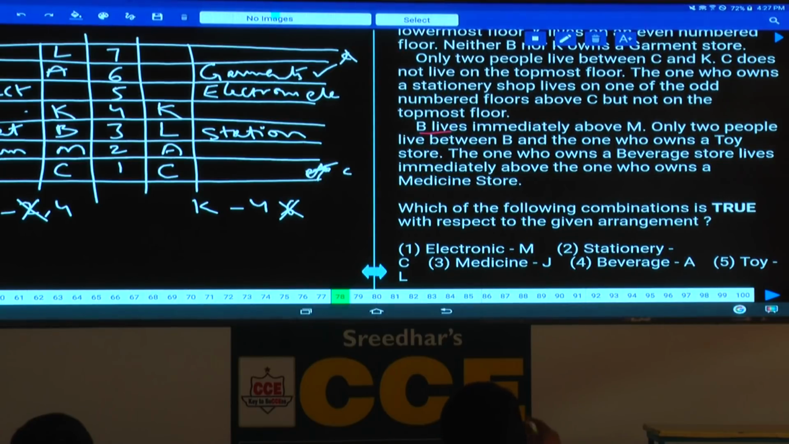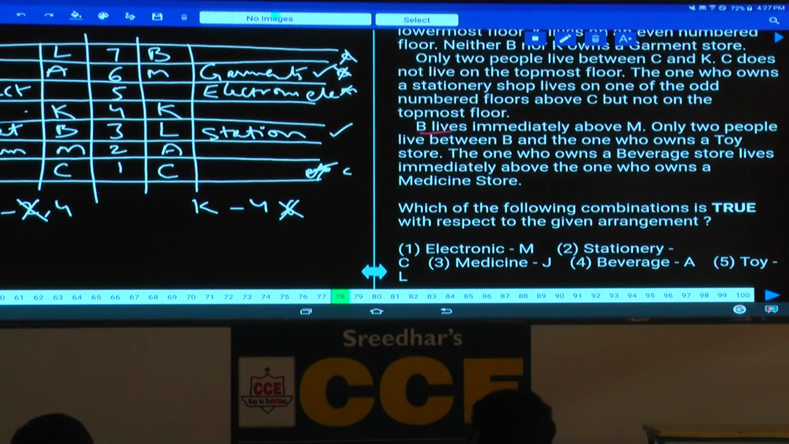As B and M are here, where can B be? Can B be here? If B and M are in these 2 places, only 2 people live between B and the one who owns toy. If B is 2, toy must be here, which is not possible, isn't it? Hence B cannot be here and M cannot be here. Hence B is here, M is here.